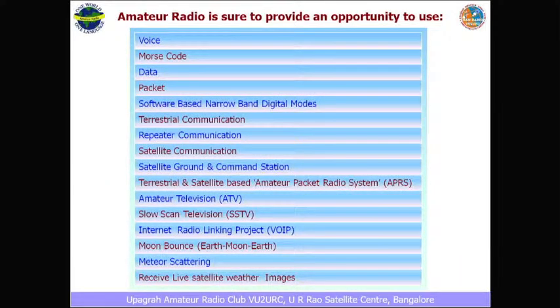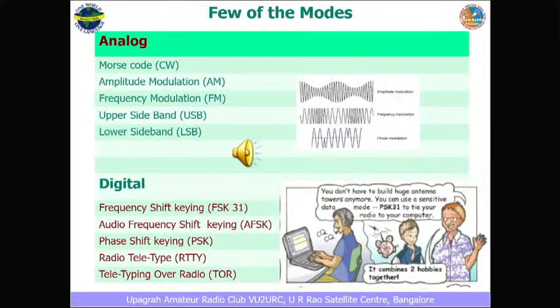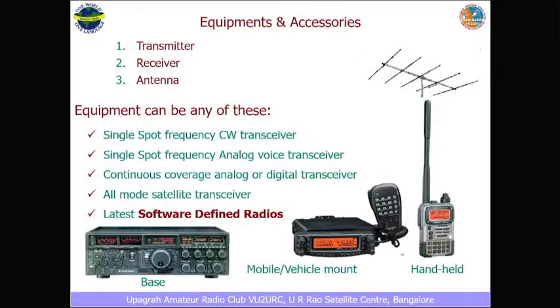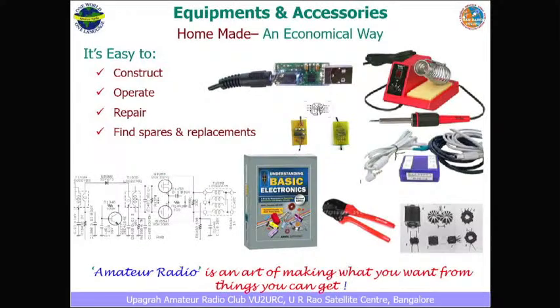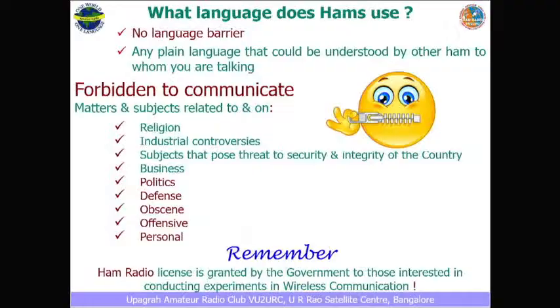Amateur radio provides an opportunity to use voice, Morse code, data, packet, software-based narrow digital modes, terrestrial communication, and many more. You can use analog and digital modes, transmitters and receivers. You can buy imported radios if your financial condition can support it. Otherwise, you can make your own radios. It is possible. Since you have the basic knowledge of electronics, you can design and develop your own radios.